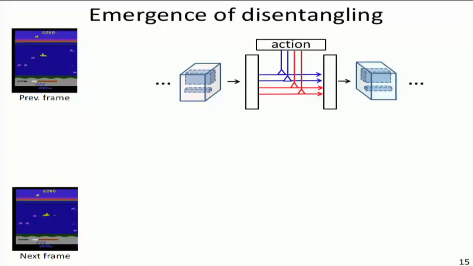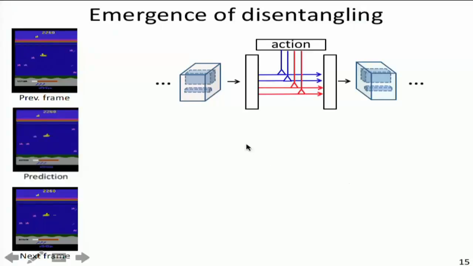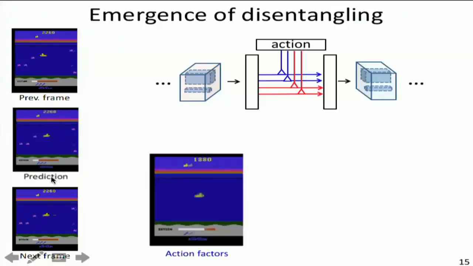In this particular scenario, the submarine is trying to move to the right and fire a weapon. I'm showing the previous frame and the next frame, and this is what the agent predicts. The model is making predictions pretty well. And if we look at the visualization of these action-dependent factors and zero out the rest, it is making a prediction of the submarine turning to the right. So it's correctly predicting that.